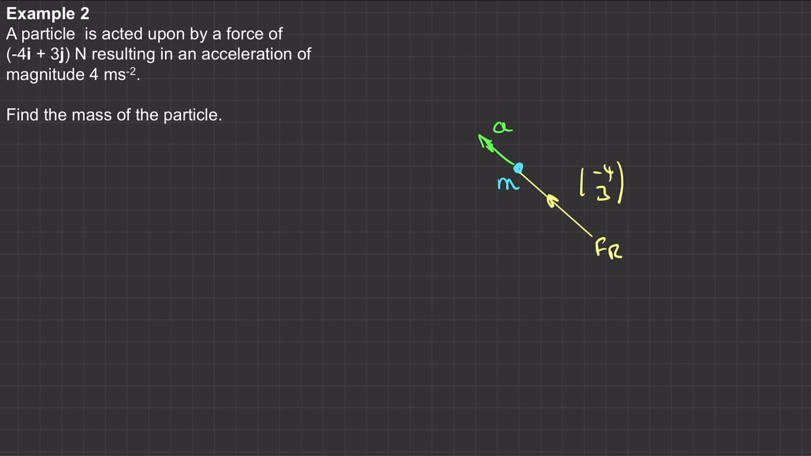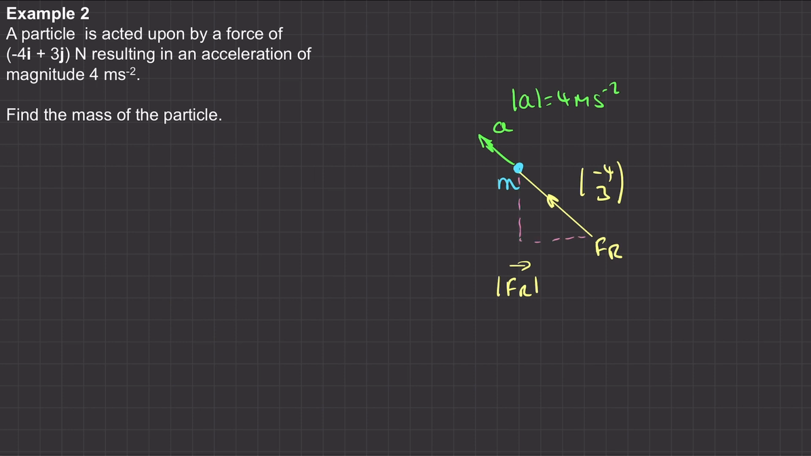And the magnitude of the acceleration is 4 meters per second squared. So because we have to work out the mass, and the mass is a scalar, we need to convert this force vector into its magnitude. So we need to work out the magnitude of this force vector, which we can do using Pythagoras' theorem.